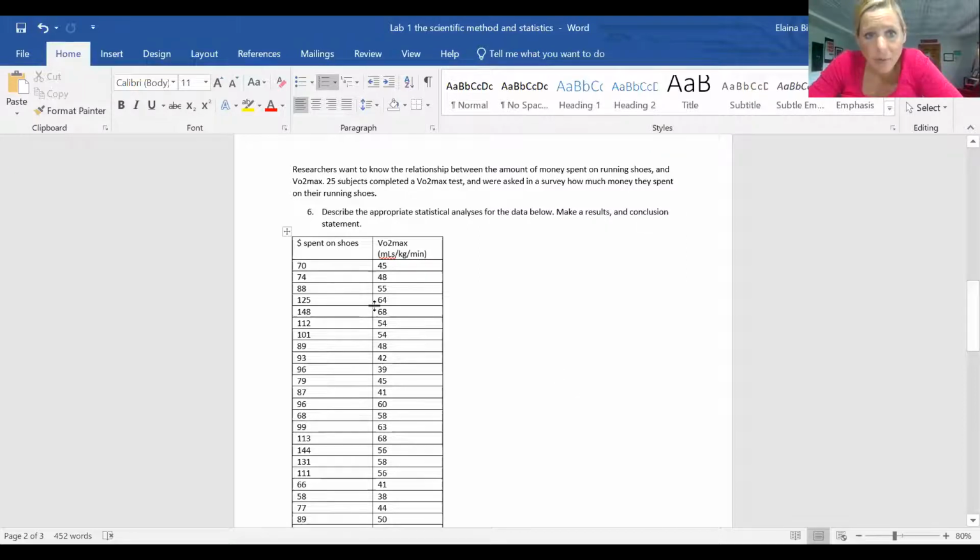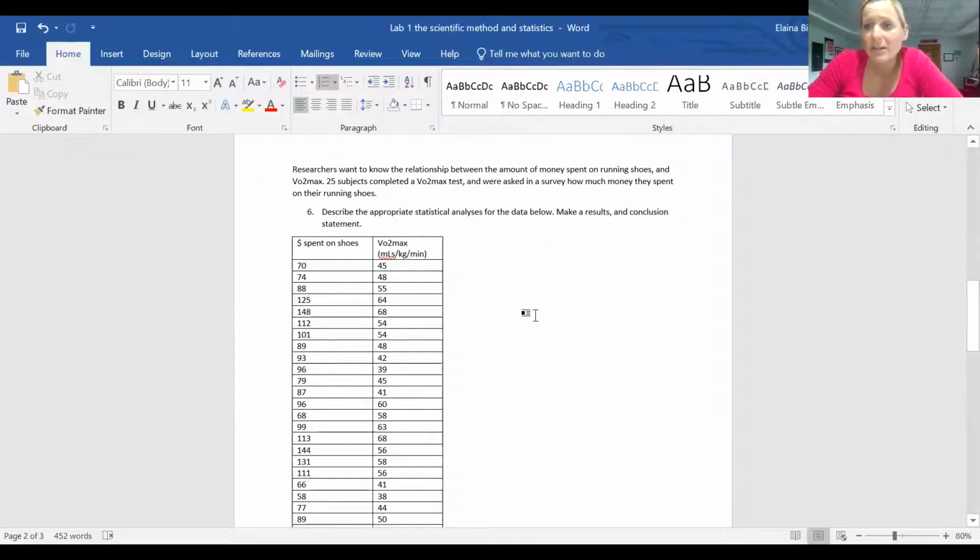Okay. So in this particular example, we're looking at money spent on shoes in comparison to VO2 max. Again, I don't care if you use Excel or if you use SPSS to do your analyses here. Okay. Again, the example Excel document that I'm going to provide for you will give you more information about how to write a results and conclusion statement.